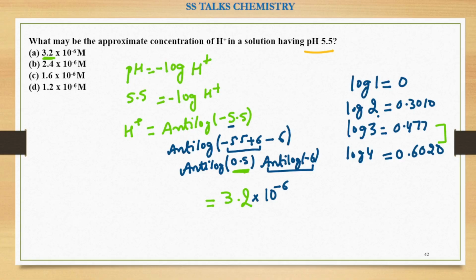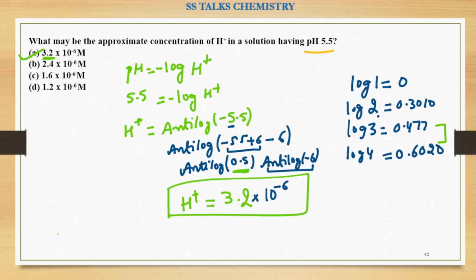If you take the logarithmic terms of it, you will get the pH value as 5.5 only. So this is how you have to solve this. This is the hydrogen ion concentration, so the answer becomes option A in this case.